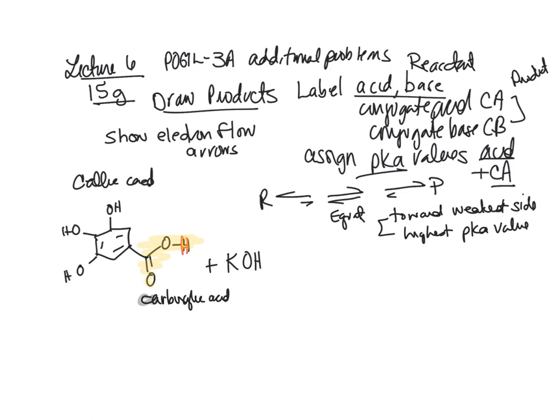And carboxylic acids have pKa values between 4 and 5. So you can just say between 4 and 5. So this means this is your acid. This is your base. Whenever you see the metals, go ahead and make it a plus, and that allows you to see that the oxygen is an O minus. So what's that look like if you did the Lewis structure? It would look like this.